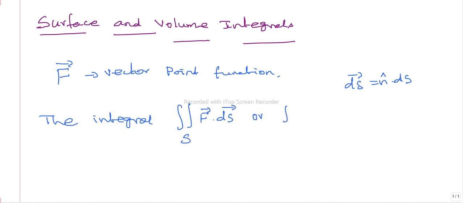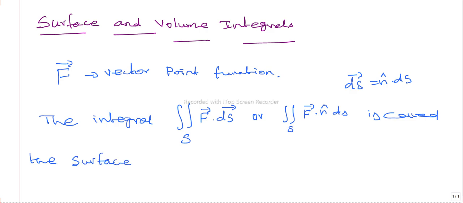Or we can write the double integral over S of F dot n vector, where n cap is a unit vector. Usually cap means unit vector, times the magnitude dS. So this integral is called the surface integral, the surface integral of F vector over the surface S.